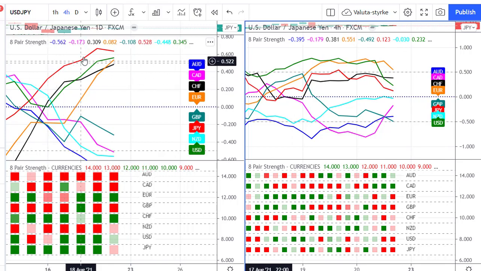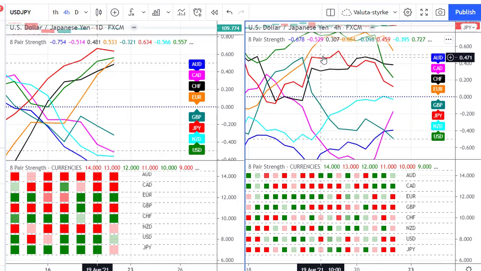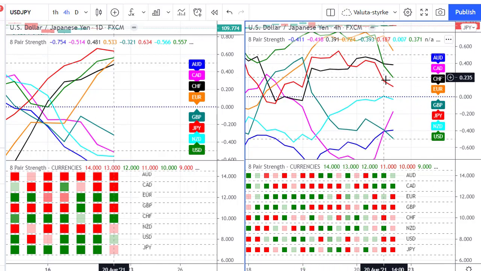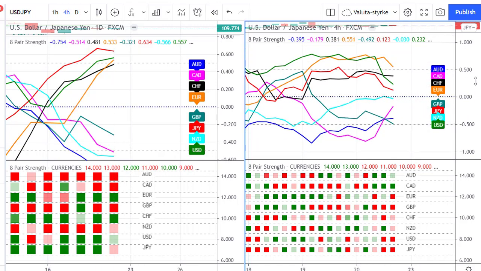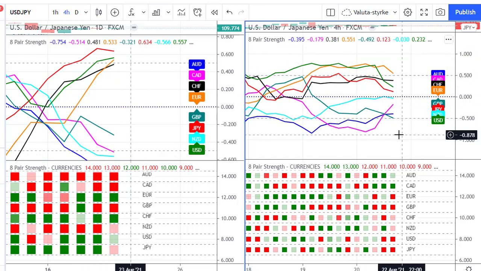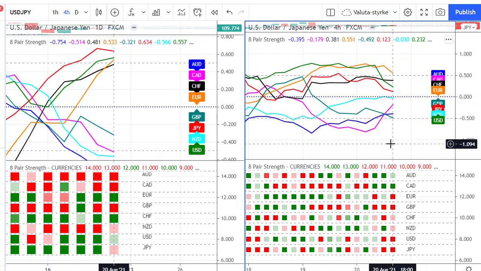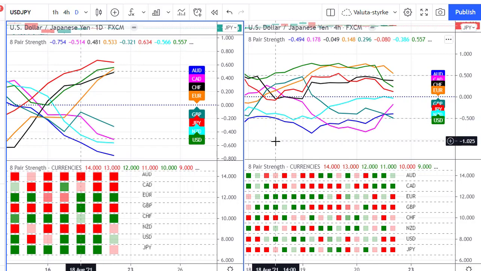For instance, right now you can see that the Japanese yen is kind of topping off here, and on the 4-hour time frame you can see that it's actually starting to lose a lot of strength here, and that should tell us something about where to place our trades. But these are affected by the news and the overall sentiment in the market.